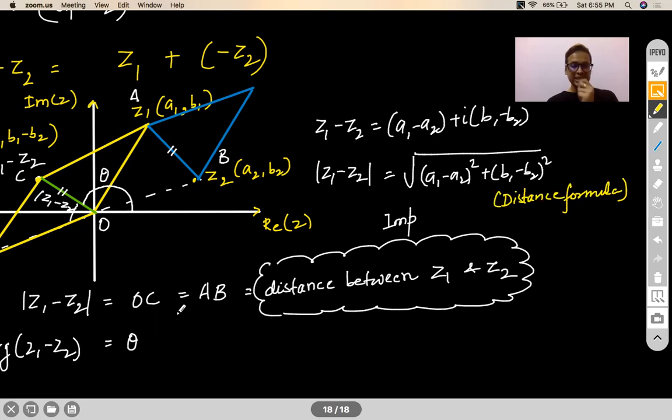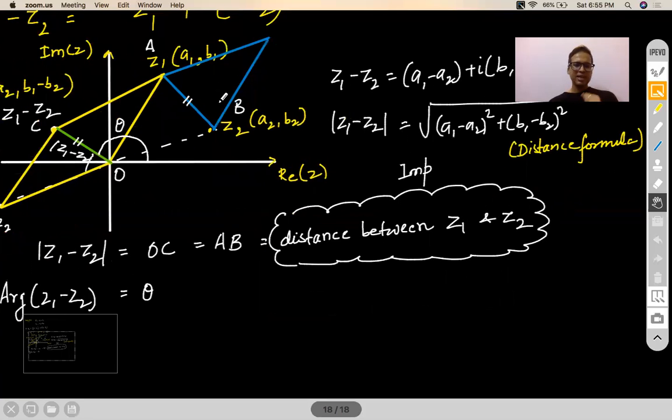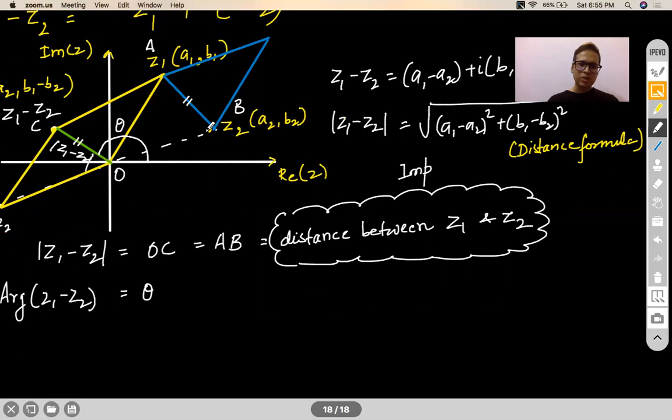Okay. Now, many people say, sir, do you have any way to figure out this theta? Yes, there is a way to figure out that theta. All of you, please listen to this very carefully. When I ask students that from this blue parallelogram, can you figure out what is the argument of z1 minus z2? Then I get to hear two answers.